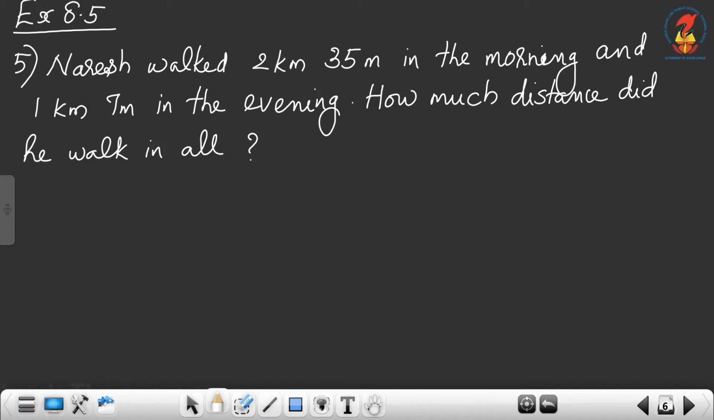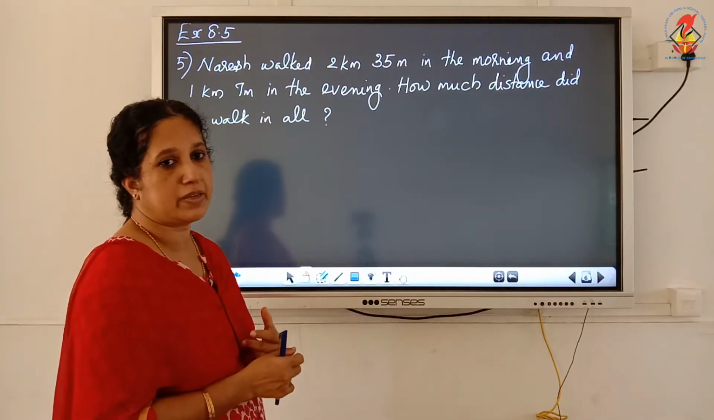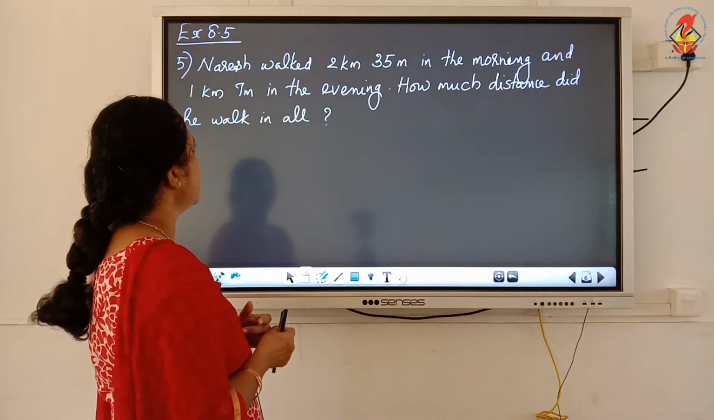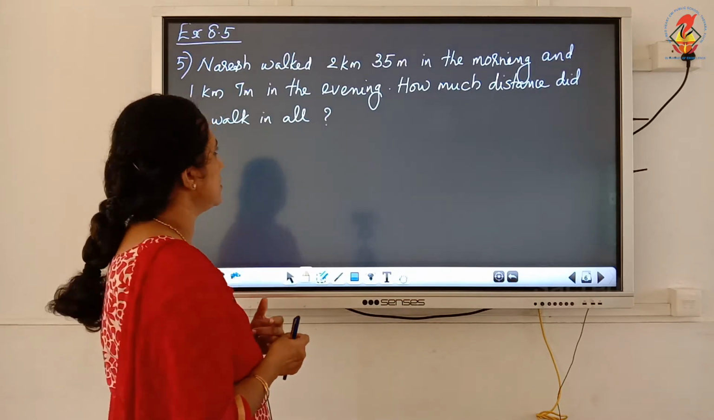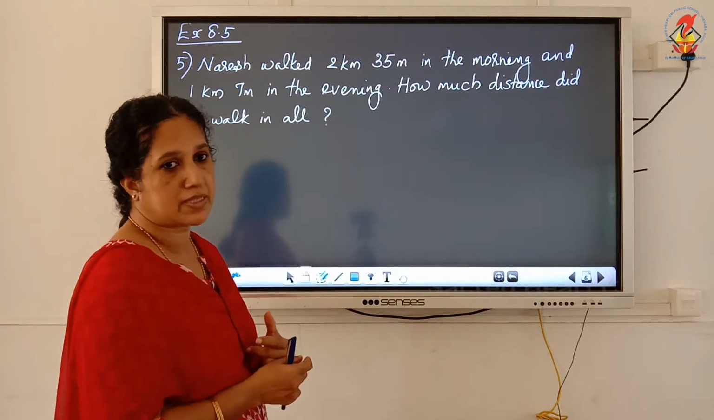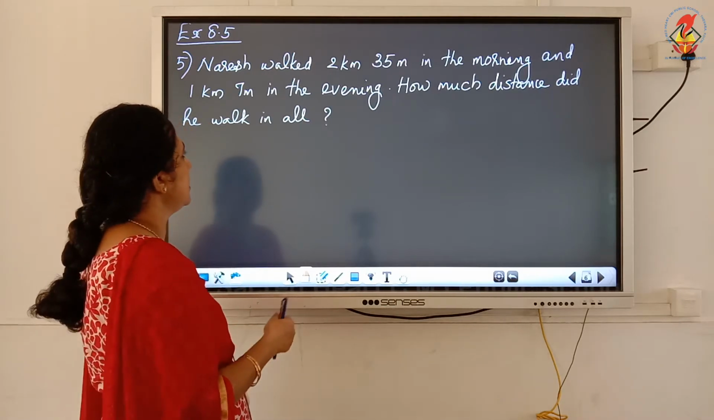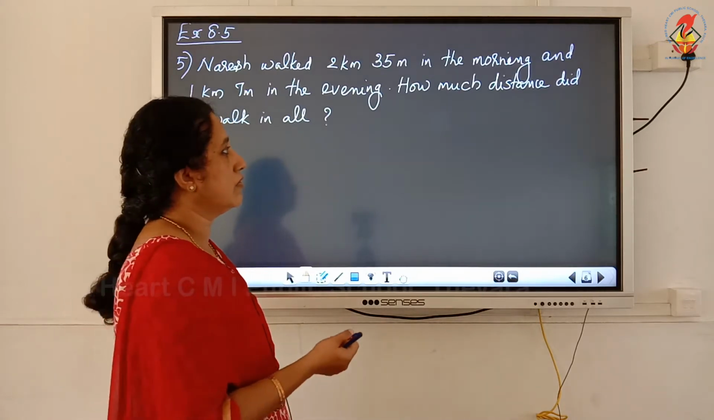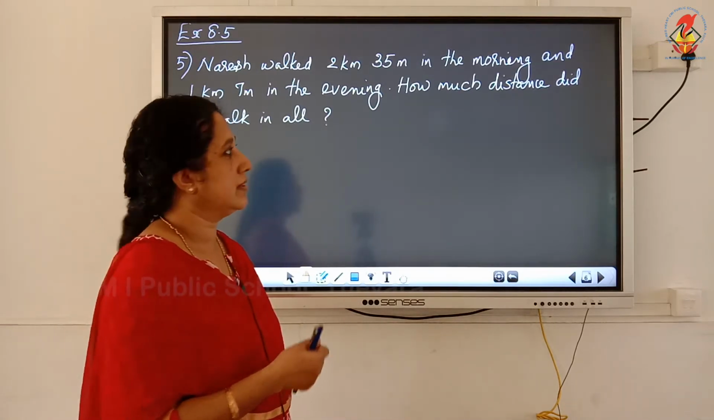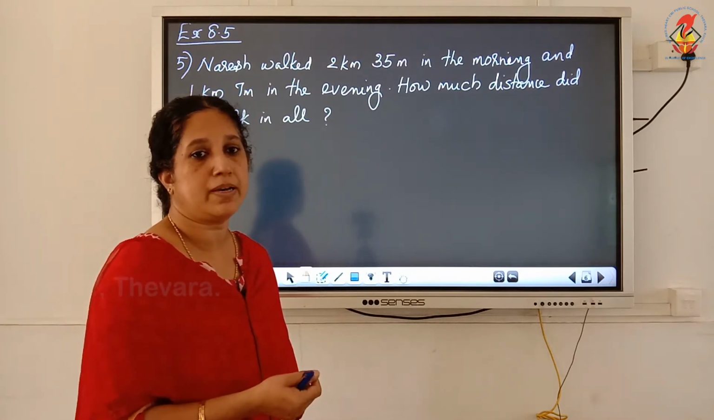Naresh walked 2 km 35 meter in the morning. So the distance walked by Naresh in the morning is 2 km 35 meter, and in the evening it is 1 km 7 meter. So what we have to find: how much distance did he walk in all? We have to find the total distance walked by Naresh.